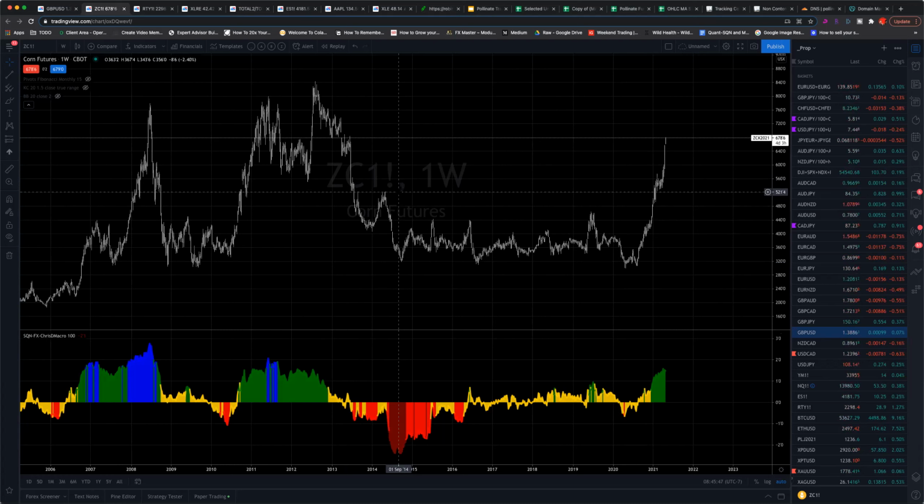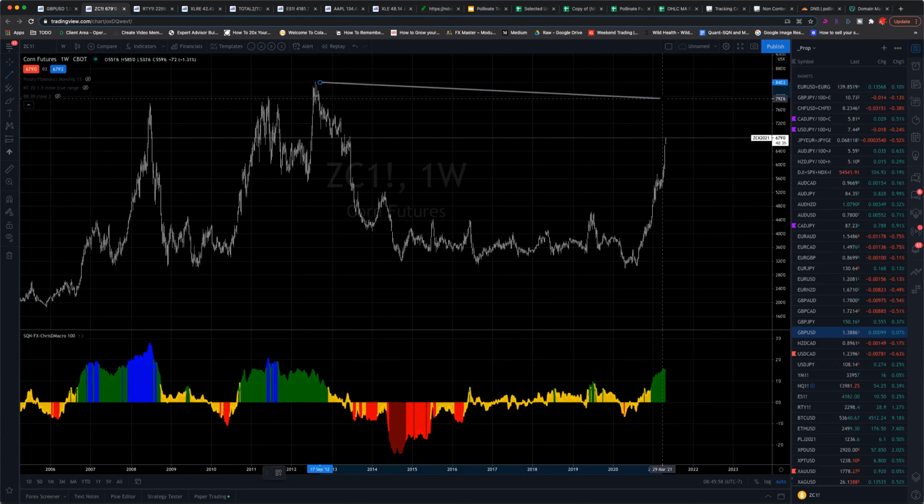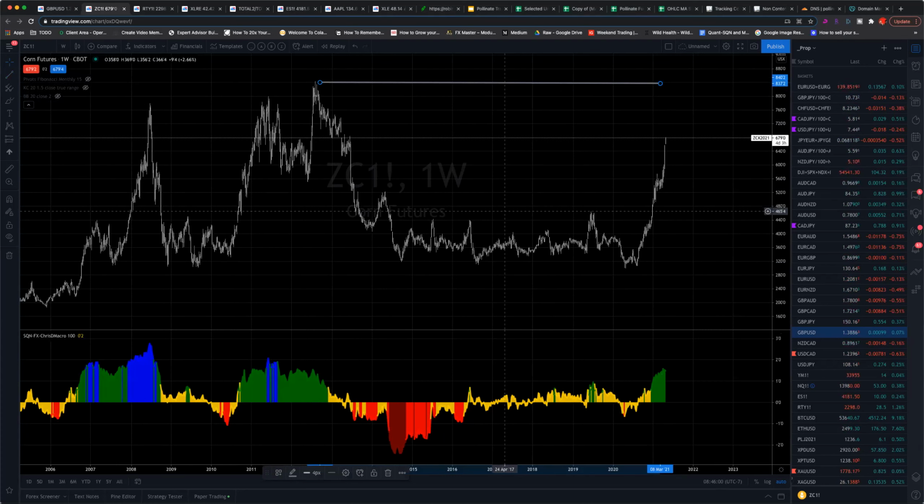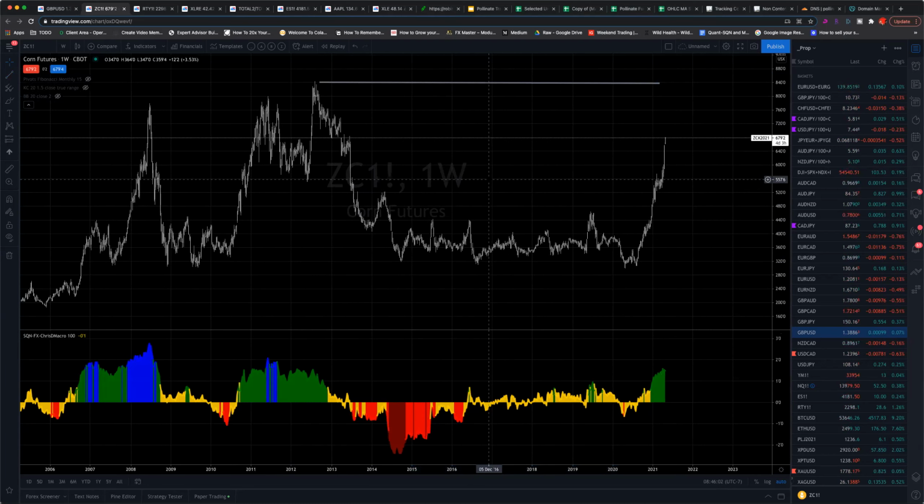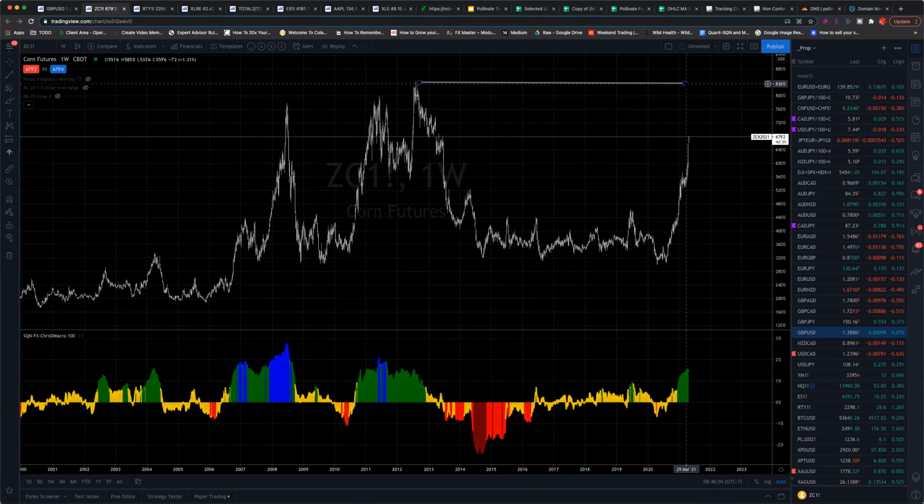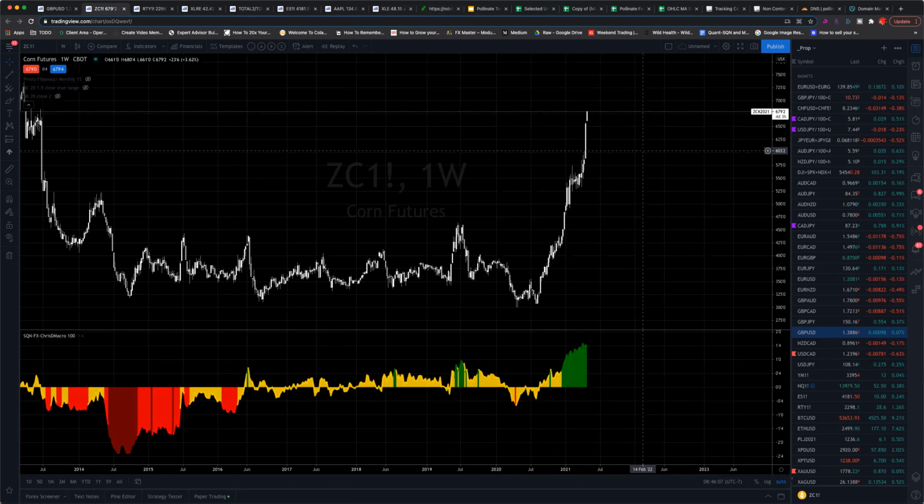that would be 840 for a measured move target up to here, which coincidentally our measured move target is right about last swing high on corn. So a measured move target up to here, and we are off to the races.